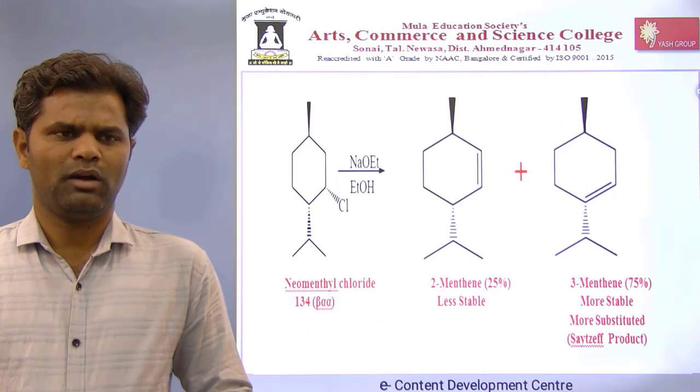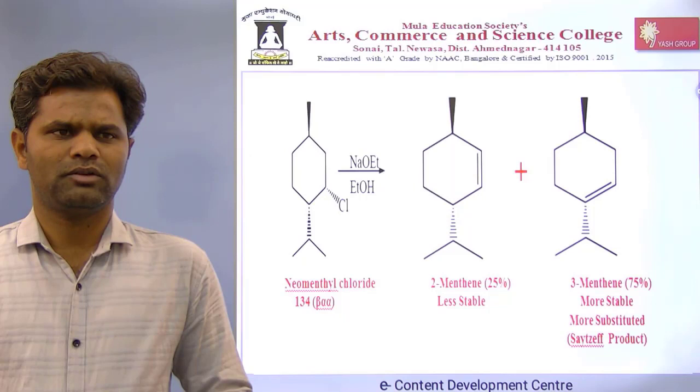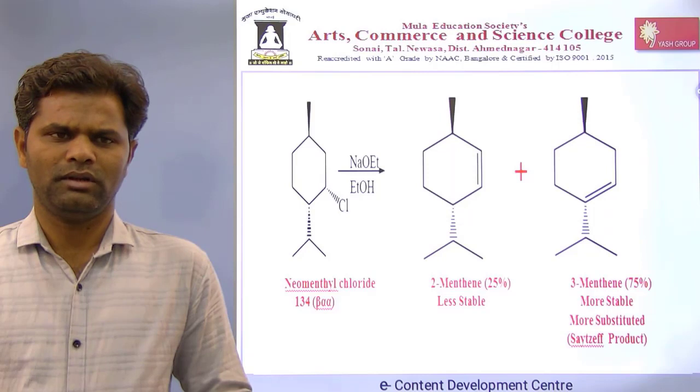Now consider first of all neomenthyl chloride. The methyl, chlorine and isopropyl substituents are placed at 1, 3 and 4 positions respectively, having beta, alpha, alpha orientation. When neomenthyl chloride undergoes reaction with sodium ethoxide in presence of ethanol, that is the base, there is a formation of two products. The first one is 2-menthene and the second one is 3-menthene.